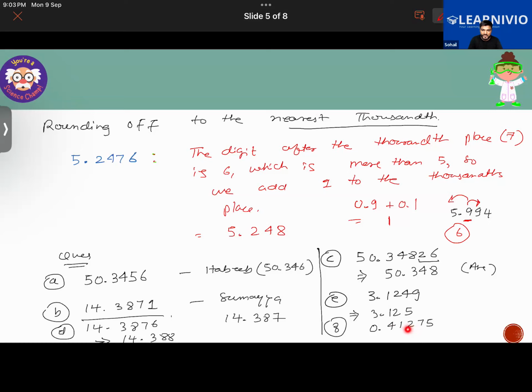Okay, look at the number at the 1000th place. The 1000th place is this 2. Then the number next to it is 7, which is more than 5. What is the answer? 0.413. Very good. That is the correct answer, in fact. And have you understood this one or not? As this was your question, the number was 5.99. I understood it. I wrote it. Good.